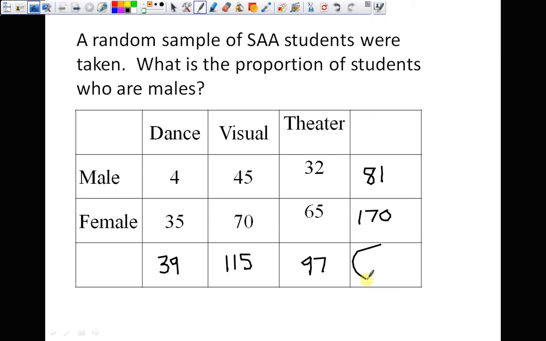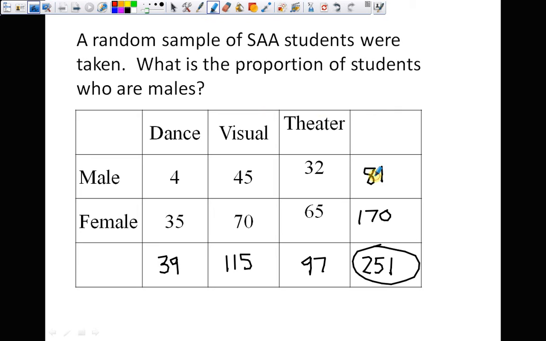Now this cell represents total students. We could take the number of male students, which is 81, and add the number of female students, which is 170. We get 251. We would get the same thing if we added the number of dance majors plus visual arts majors plus theater majors. We should get 251. If you're not given these values, that's a good checkpoint, and make sure that this row total is the same as this column total.